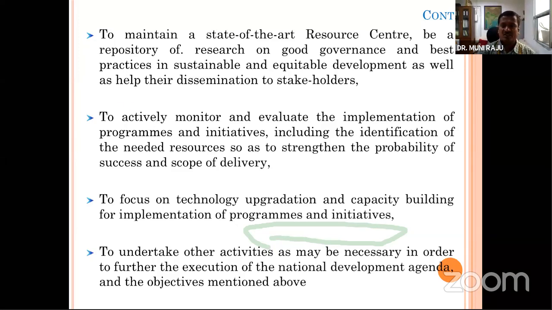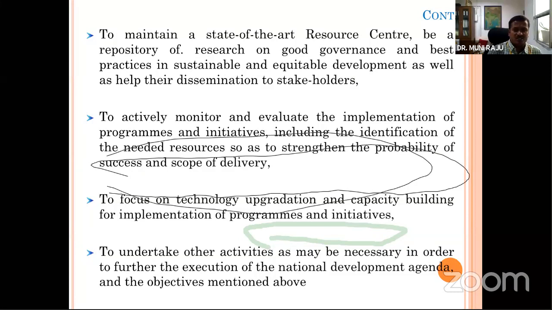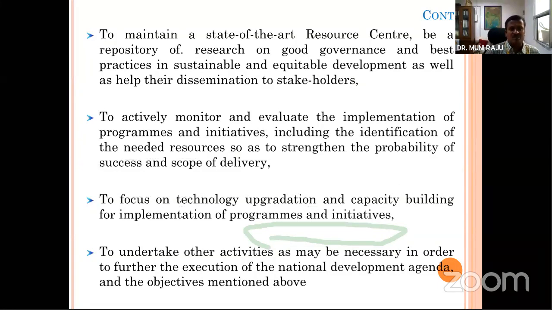To actively monitor and evaluate the implementation of programs and initiatives, we initiate a lot of programs and also monitor them actively. We suggest a lot of focus on technology upgradation and capacity building for implementation of programs and initiatives. We adopt technologies which better suit Indian states to ensure that development is taking place, and also undertake activities as may be necessary to further the execution of the national development agenda. We do have a national development agenda, and the objectives mentioned above are to be fulfilled. This is how Niti Aayog mainly works.